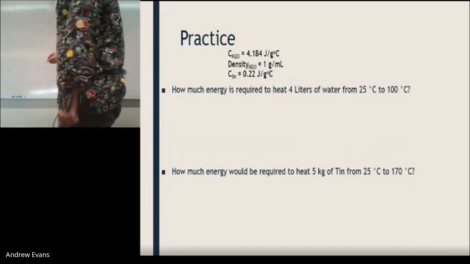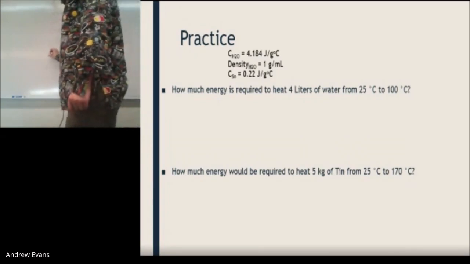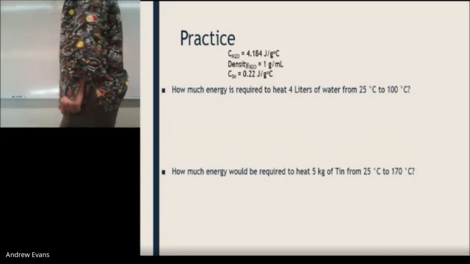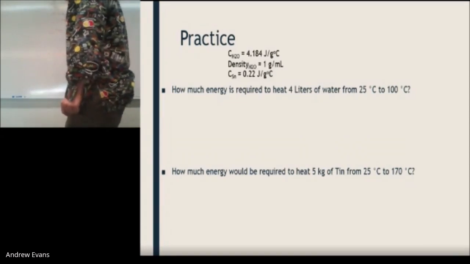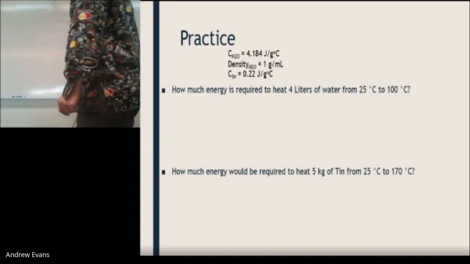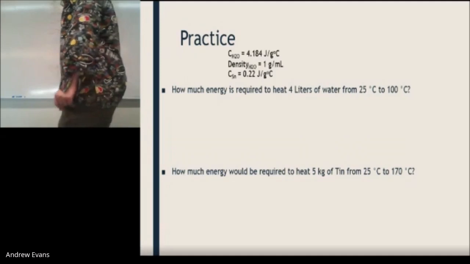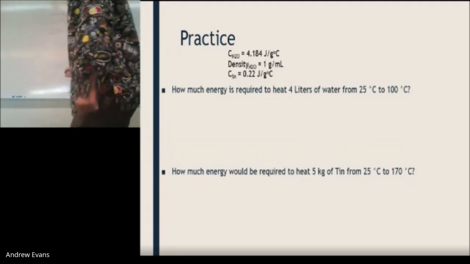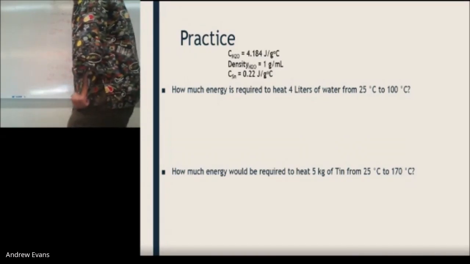And I'm going to do the same for our tin. The mass of our tin is going to be 5 kilograms, which is 5,000 grams, because in 1 kilogram there are 1,000 grams. Our specific heat of tin is 0.22 joules per gram Kelvin. And our delta T, which is our T final minus T initial, 170 minus 25, is 145.